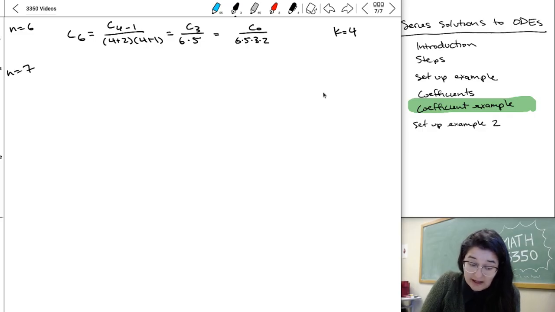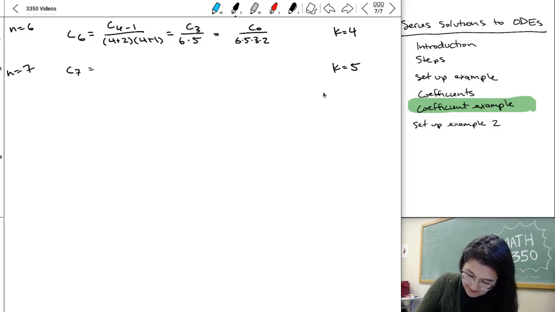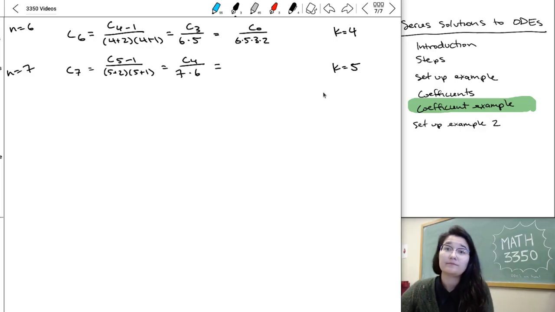So I do n equals 7. That means I do 5, so that 5 plus 2 gives me 7. C7 is C5 minus 1 over 5 plus 2 times 5 plus 1, which is C4 over 7 times 6. And I got to go back again. I'll come back to this page in a second.